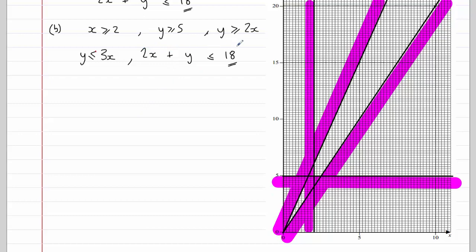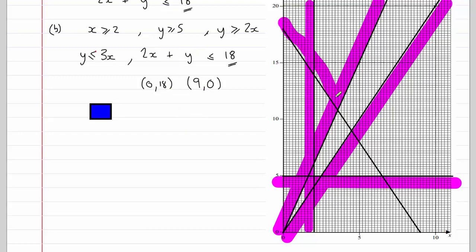Finally, we need to draw the inequality 2x plus y is less than or equal to 18. To draw this line, I'm going to use the cover-up method. I'm going to say that when x equals 0, by covering up that bit, y must equal 18. So that means the point 0, 18 must be on my graph. And when y is 0, 2x must be equal to 18. So that means we get 9, 0. We're interested in the region that's less than 18, so we're going to shade out the part above the line.